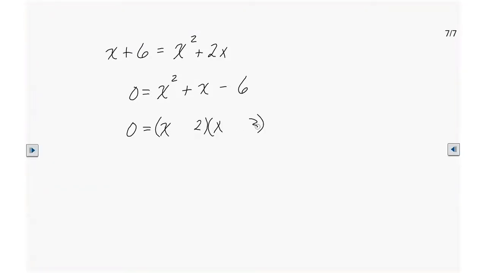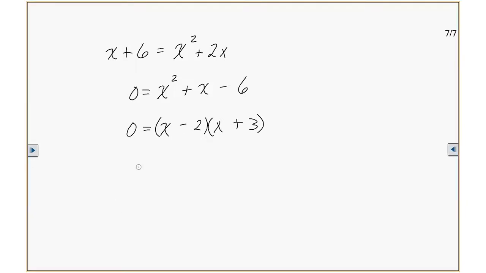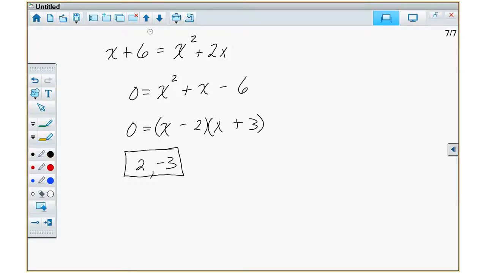Two, 3, and then positive 3 and negative 2. Therefore, your answers are 2, comma, negative 3. Now, there's one problem with this. Look at your original equation. 2 and negative 3. You with me? Go back to your original equation.